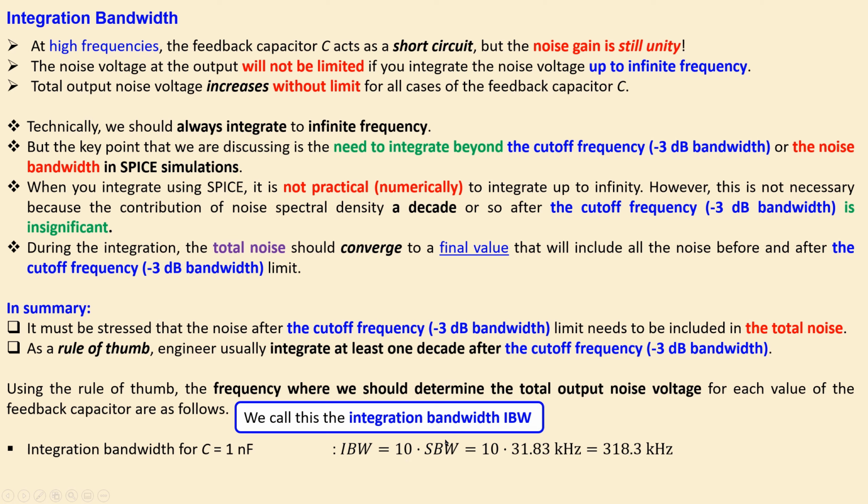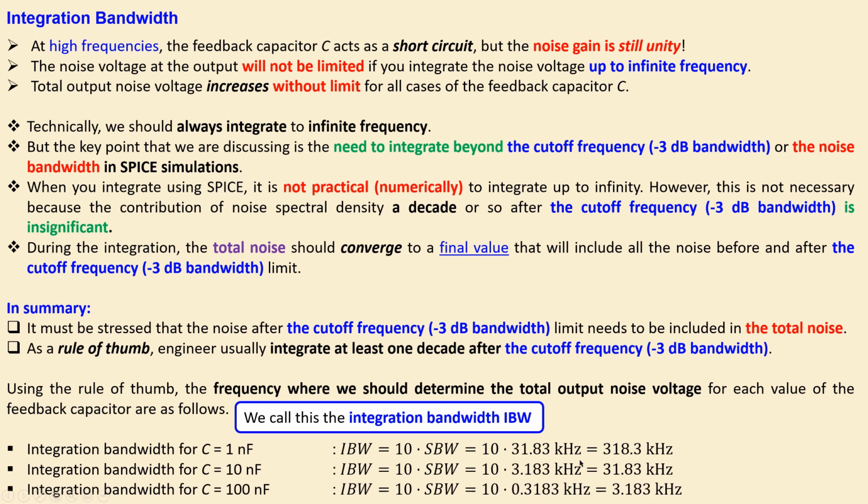Now the signal bandwidth, because 10 is just 1 decade after the cutoff frequency, the signal bandwidth for the 1 nanofarad was this. So it will be just 10 times, and you will actually look at this frequency to determine the noise. The similar form applies for the other two capacitor values, where you have your associated integration bandwidth. So these are the frequencies where we determine the noise at the output, and not the frequency, for example, at 1 giga or 1 terahertz, which will of course be done in theory.